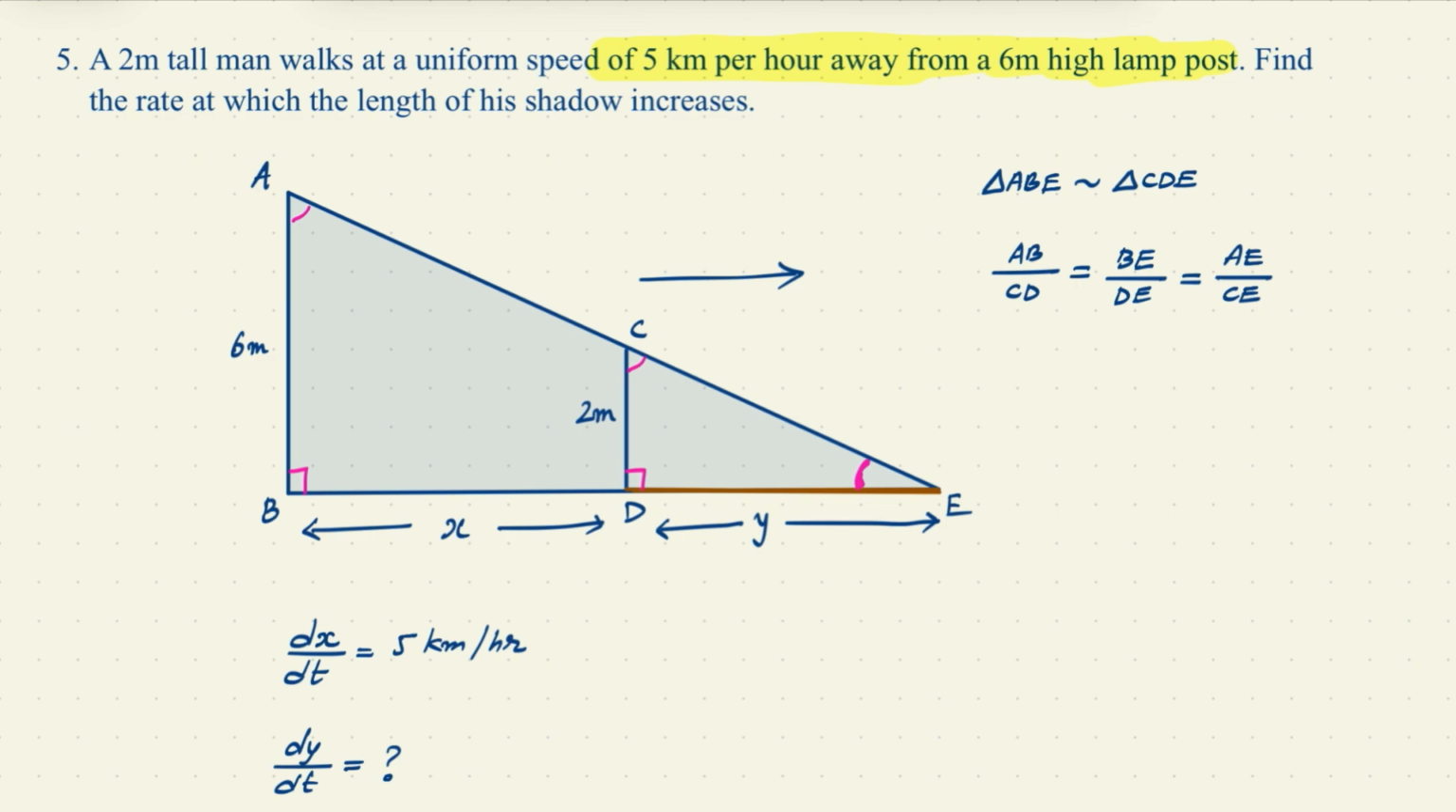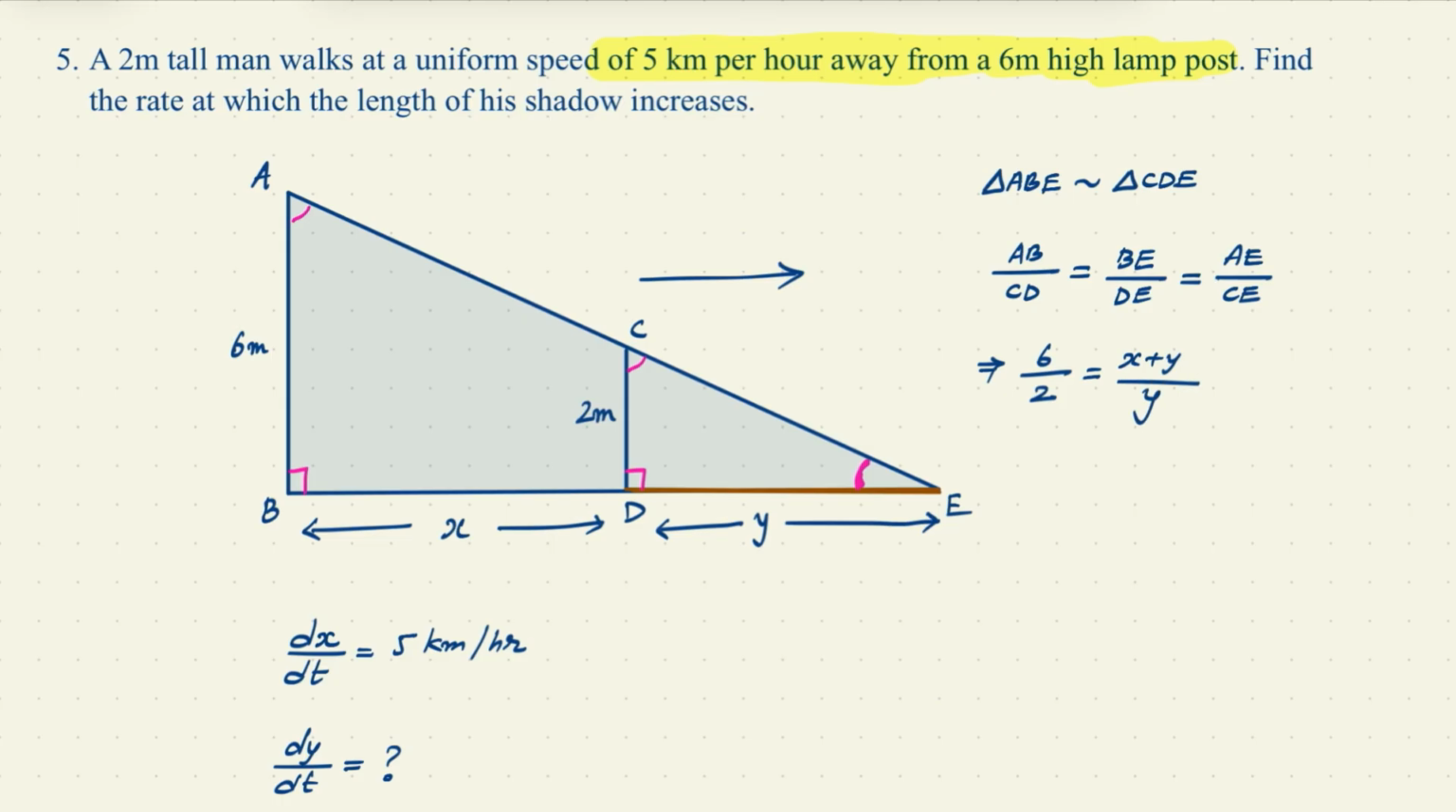Okay, now let us put the values here. Then we will have the value of AB is 6 meter, the value of CD is 2 meter, the value of BE. So looking at the figure, can you tell me the value of BE? The distance BE is x plus y. So here we will be writing x plus y over the value of DE from the figure, which is y.